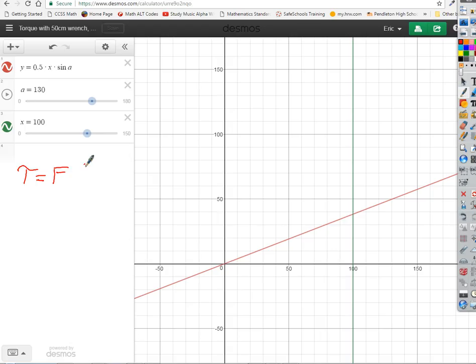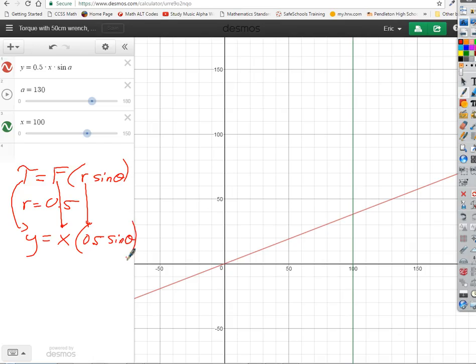So force times R sine theta, but R is going to be 0.5. And because I can't just define the variables in Desmos, I have to call this one X and this one Y. So the torque is replaced by a Y, the force becomes X, and the R becomes 0.5 sine theta. The theta I had to call an A, because if I call it a theta, Desmos assumes it's a variable and I can't use a slider. But now look what happens here.